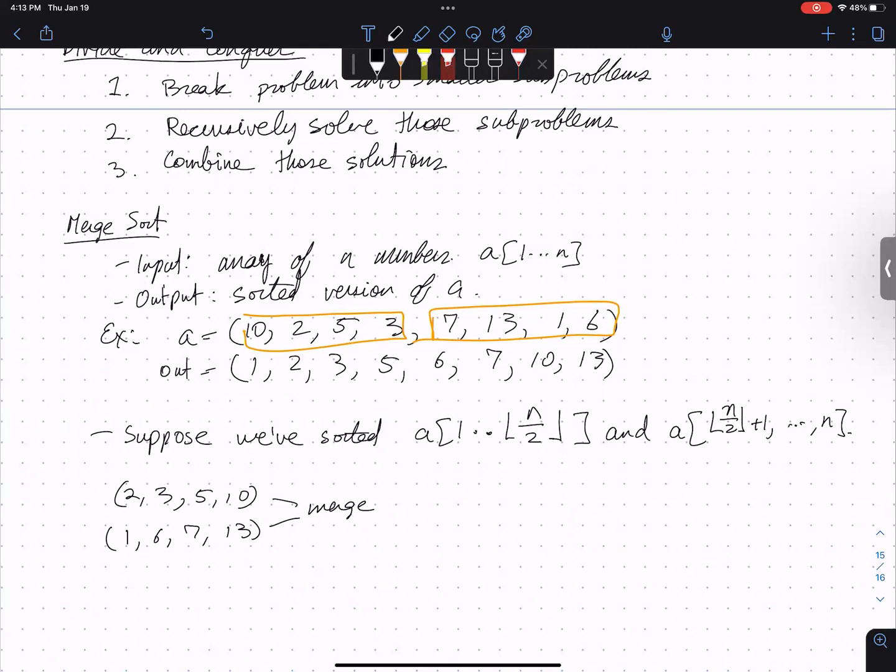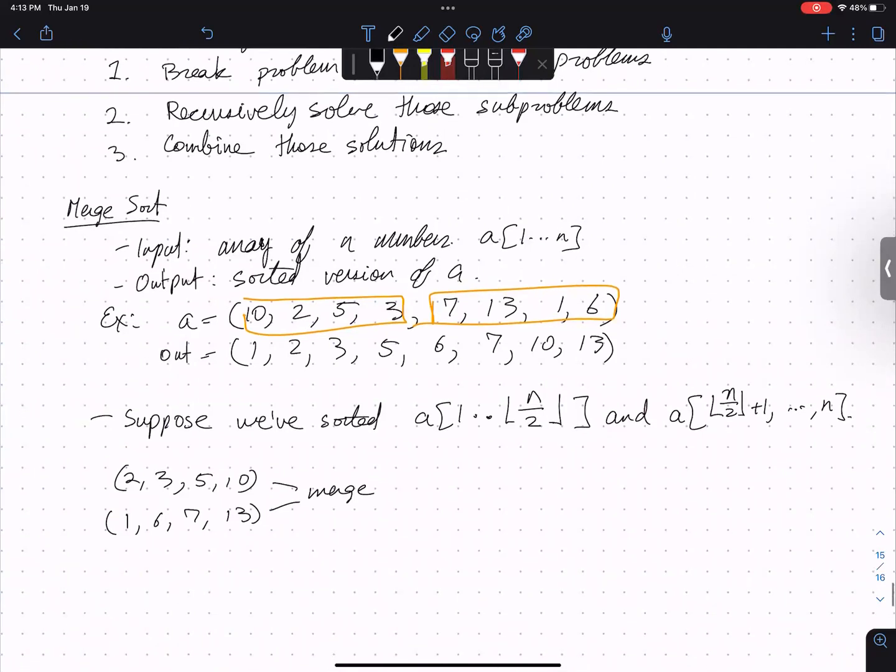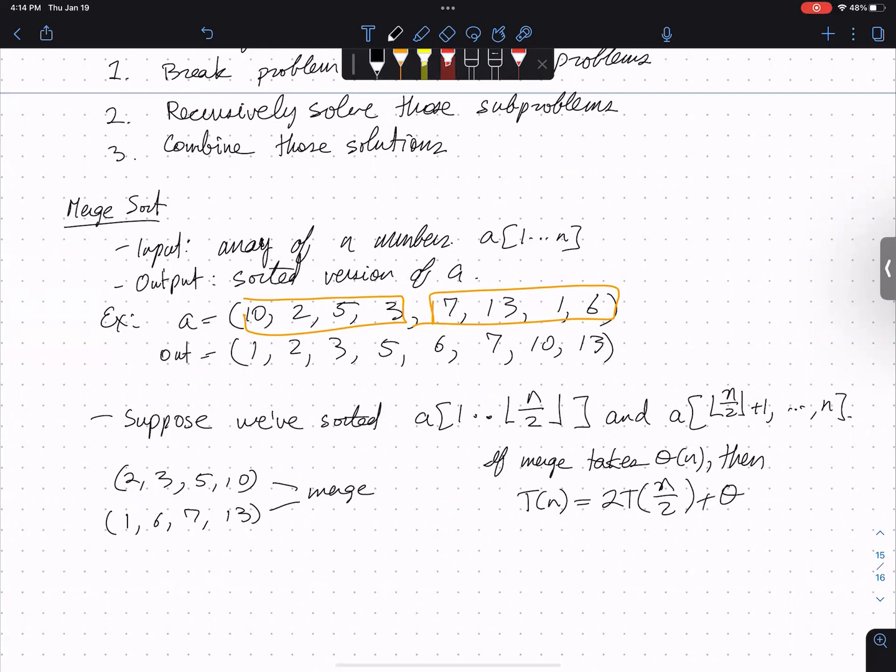For example, we want to do this in linear time. We want to do this merge step in linear time. If we do it in linear time, so if merge takes theta n, then the running time is going to be T of n equals two recursive calls, one for each half, and the size of each recursive call is n over 2, plus theta n.